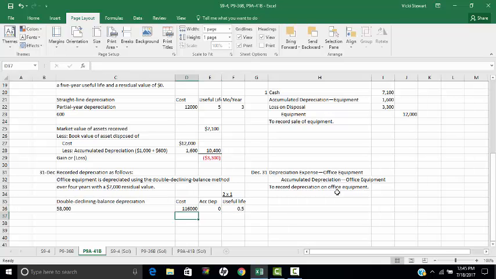So our depreciation on this equipment for the first year is going to be $58,000, which is $116,000 times 0.5. So we're going to make that entry by debiting depreciation expense office equipment for $58,000 and crediting accumulated depreciation office equipment for $58,000. And that is the last entry that we had to record and the conclusion of the demonstration for problem 9A 41B.